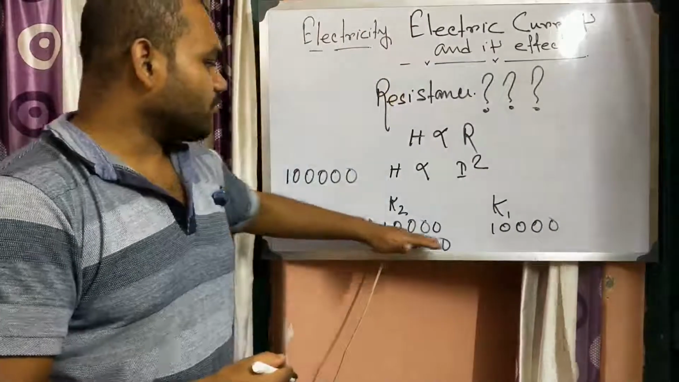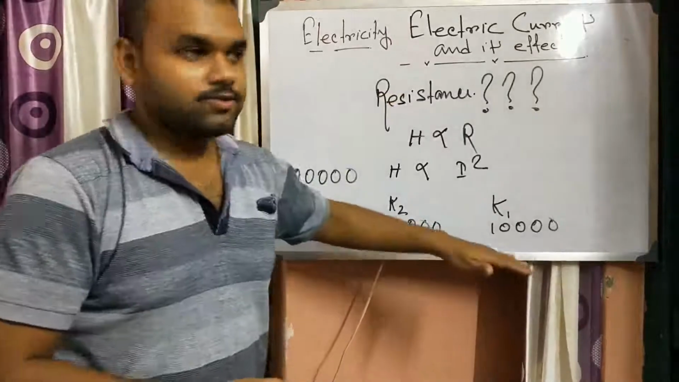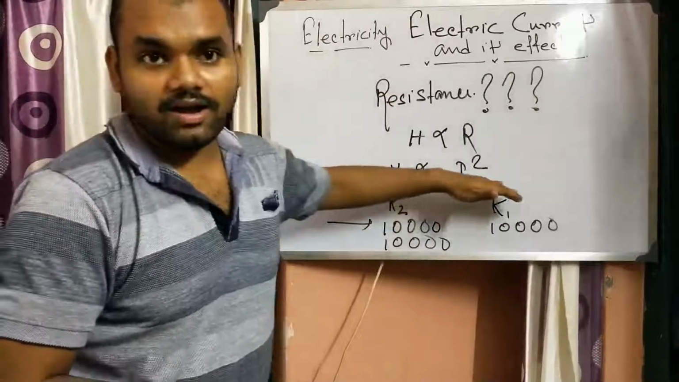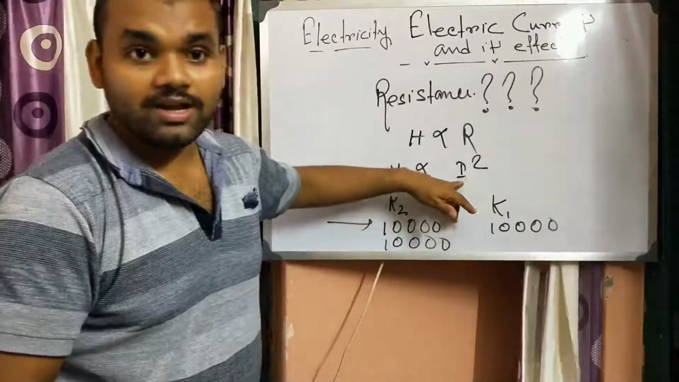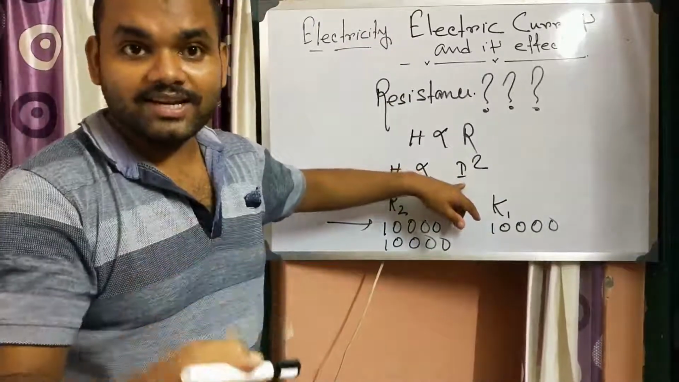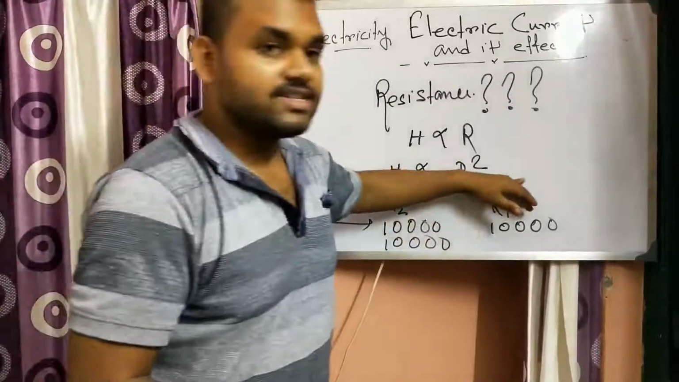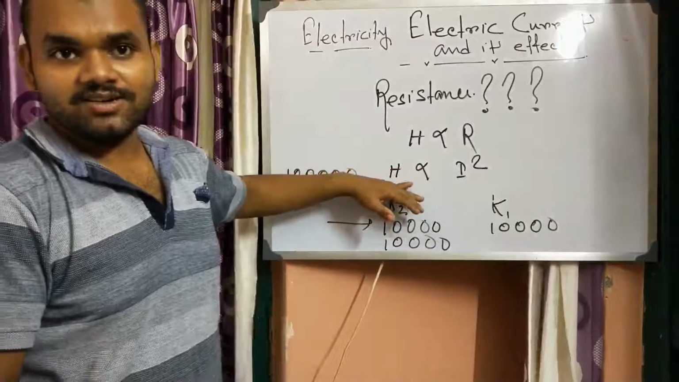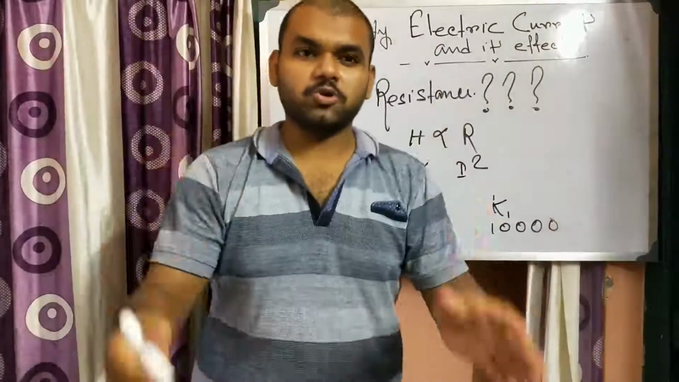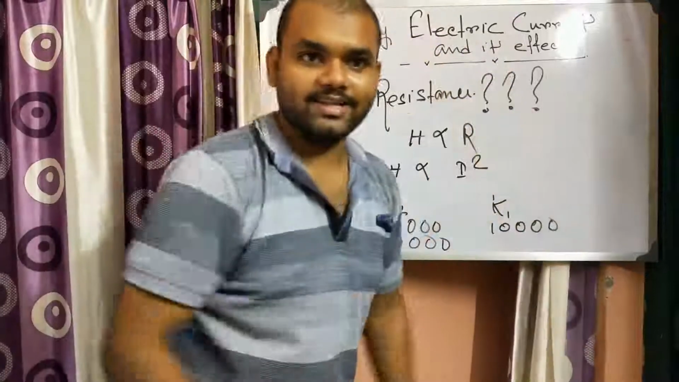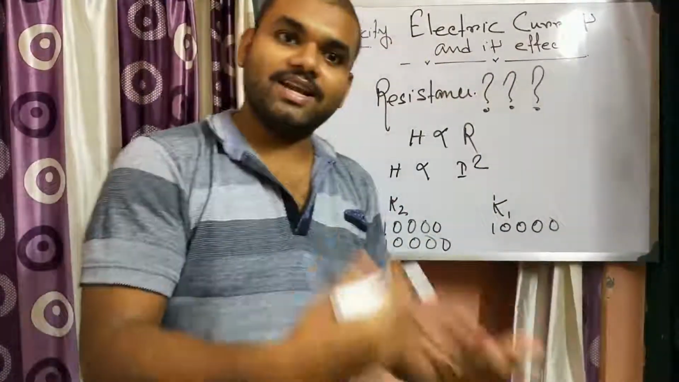Why more current? Because more people are coming, which is considered as more electrons, so the current is increasing. As the current increases, the heat increases. Okay, so the wire goes on like this, day after day the wire goes on.